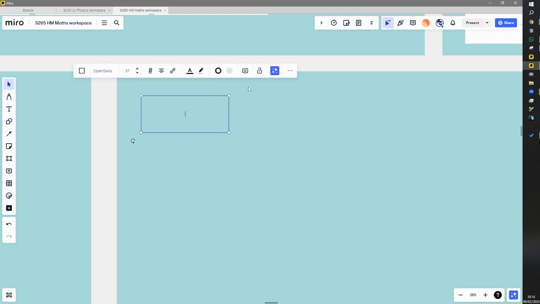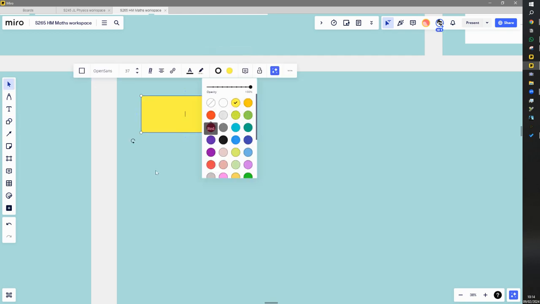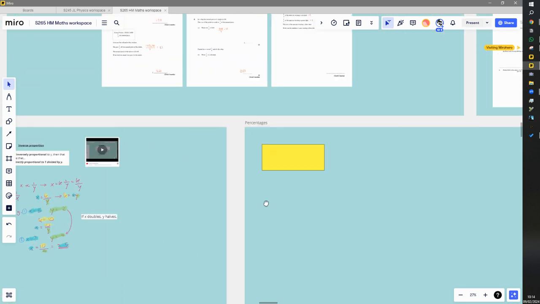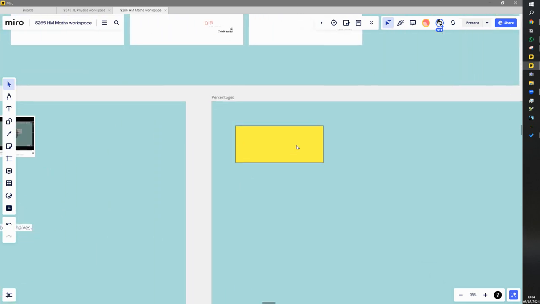Okay, so we're going to just introduce what percentages are first. We're just using a shape. The easiest way to understand percentages is to first think about it as fractions. So if we say this whole thing here is a whole, like a cake or chocolate bar, whatever you want, we can divide that into two.